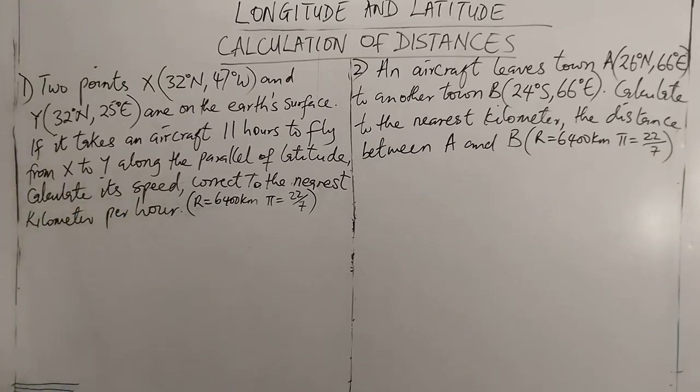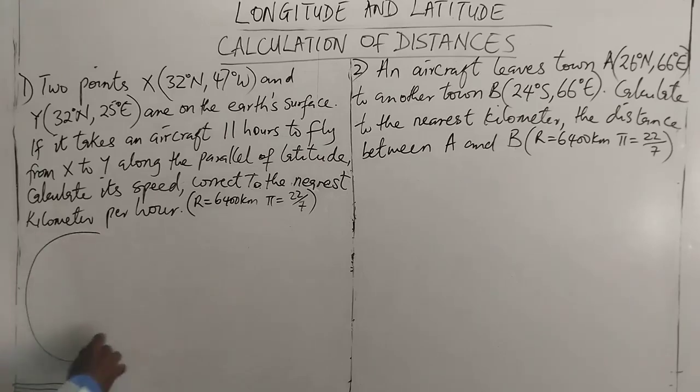Pi equals 22/7. Now, for you to understand what I'm going to do here, if you have not watched the first part of the videos on longitude and latitude, I advise you to look for that one and watch it. Now, to solve the question, you have to use a sketch to illustrate the question.